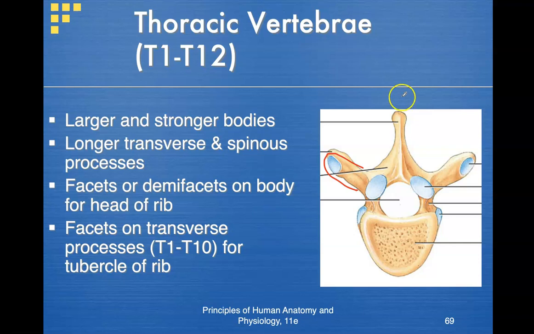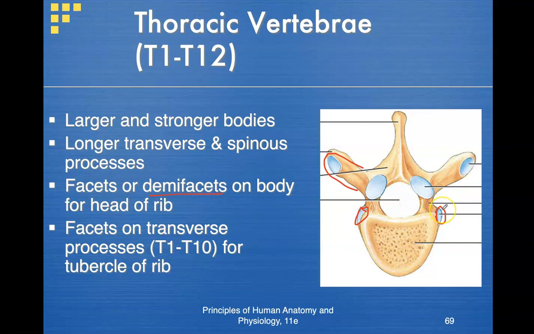So it's a little bit larger. And then you're going to see that you have the superior articular facet, just like you did before, to articulate with the vertebra above, and then you'll have the inferior articular facets on the bottom to articulate with the vertebra below. And then you're going to have, again, these odd little articular surfaces here called the demifacets. And the demifacets are going to be on the body.